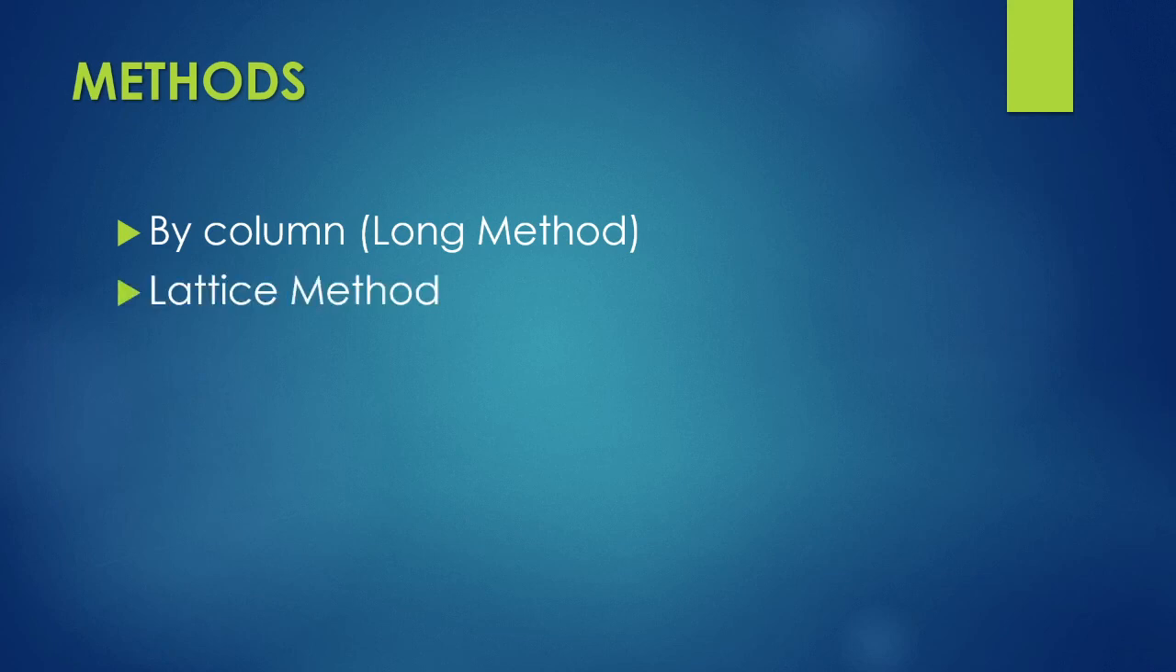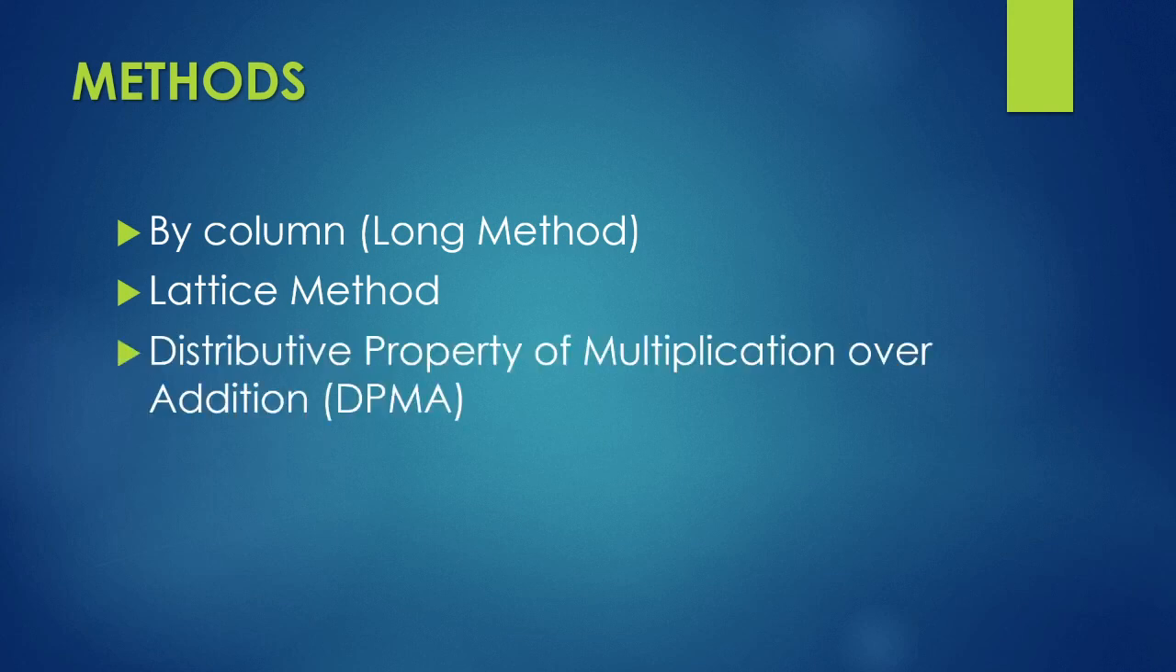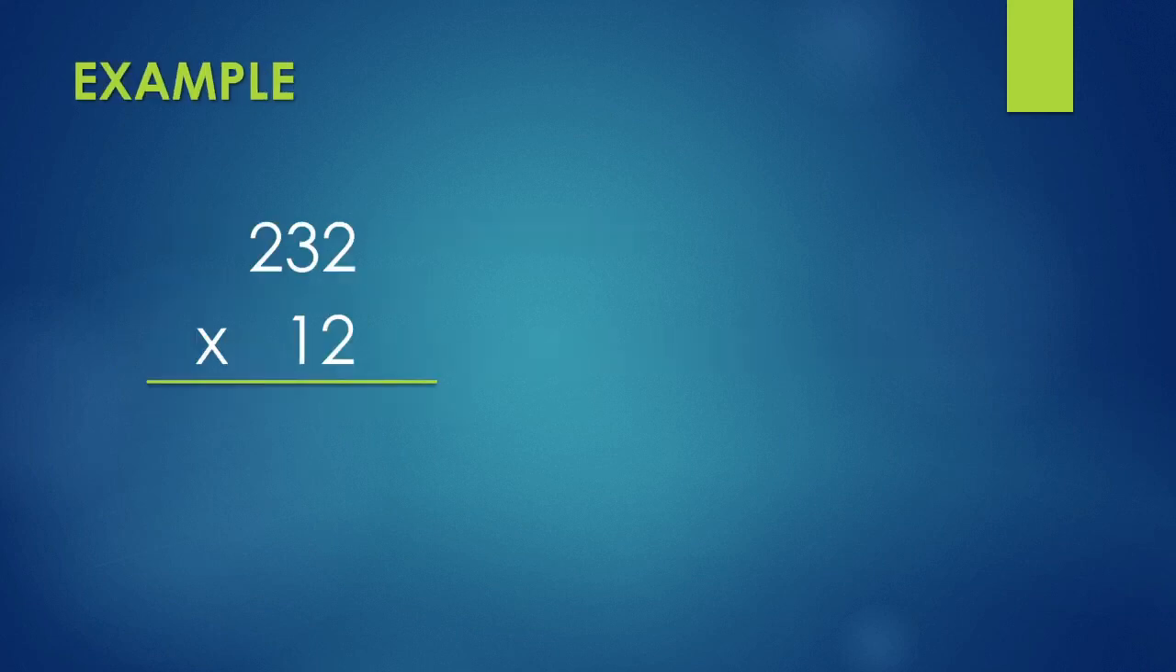Another is the lattice method. I know some of you are not that familiar with the lattice method. And in this discussion, we are going to discuss how we are going to utilize the lattice method in multiplying multi-digit numbers. And the third method that we're going to discuss for today is the distributive property of multiplication over addition or the DPMA. Okay? Now let's start with this example.